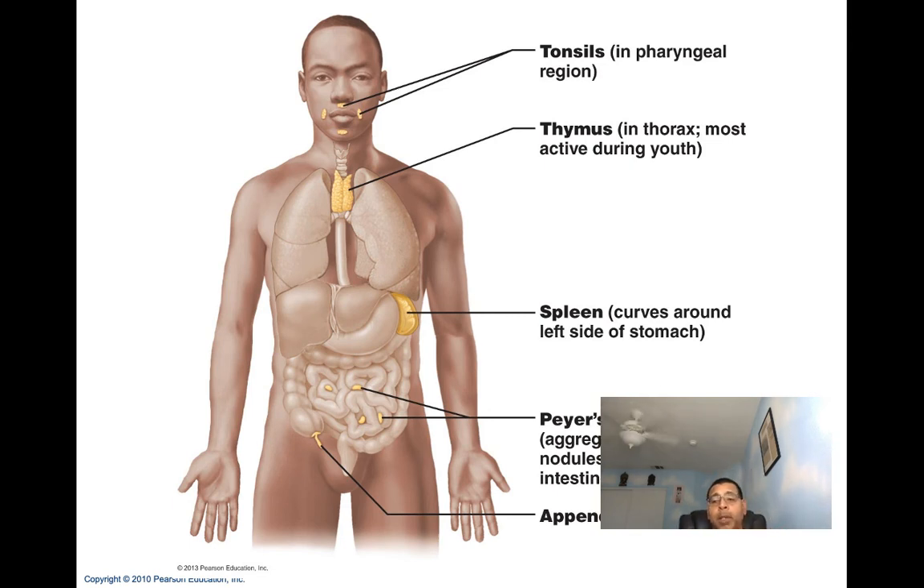Both of these components are found located in the GI tract. And again, we believe they help trap and destroy bacteria. With the appendix, we're not 100% sure of its function yet, but we believe it's also involved, along with these other lymphatic components, in generating lymphocytes.